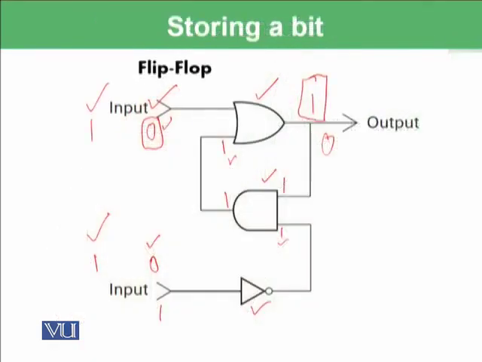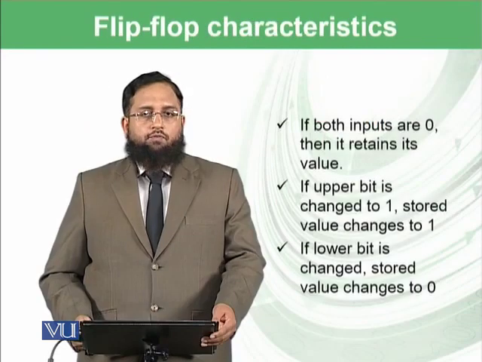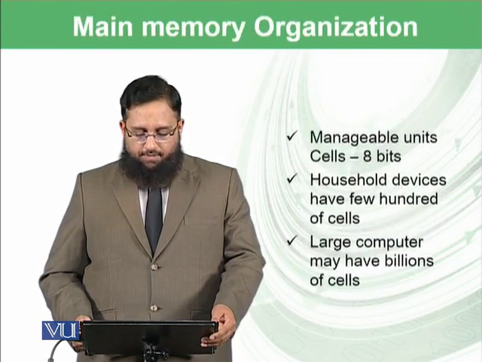So on a particular bit, if we want to store 1 in that bit, we need to put 1 here. And if we want to store 0, we need to put 1 here. These are the points from where we can control this circuit. This is how we have learned how to store 1 bit in a memory.